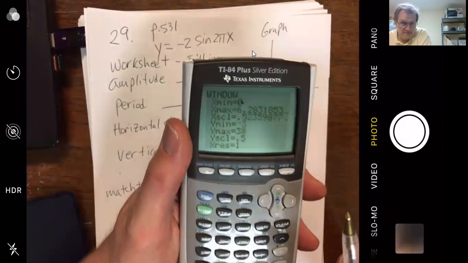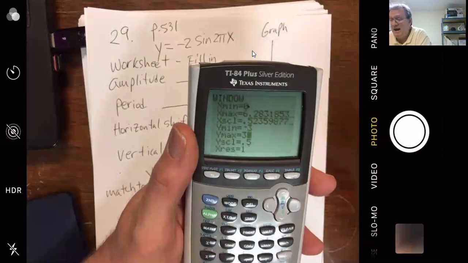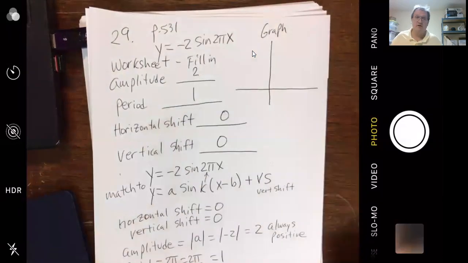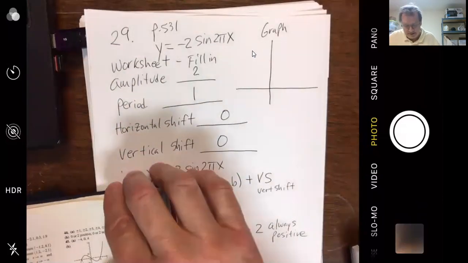If you really want to, I hate to use the word cheat, but if you really want to match what the book has, look in the back of the book and use the book's graph, because it really is hard to know sometimes what the windows are. Maybe I'll do that on this one. 6.329.